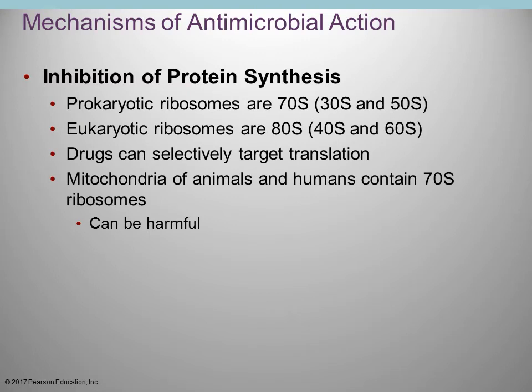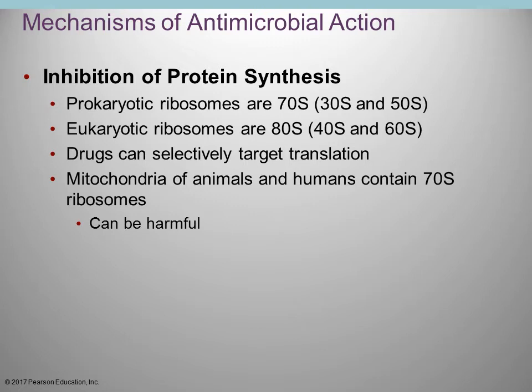Inhibition of protein synthesis. Something to keep in mind is that prokaryotes, when they are carrying out protein synthesis, the ribosomes, which remember is a site for protein synthesis, are 70S. You have two subunits, a 30S and a 50S subunit that combined form the 70S ribosome. Eukaryotes also have two subunits, but they are 40S and 60S. They're slightly larger, and they form an 80S. Essentially, they're not the same. So drugs can selectively target translation, the production of protein, and can distinguish between the 70S and the 80S.